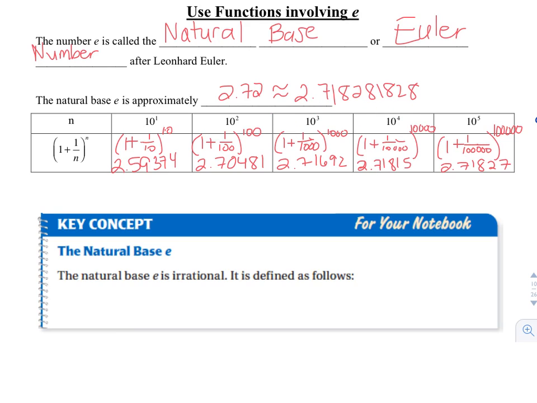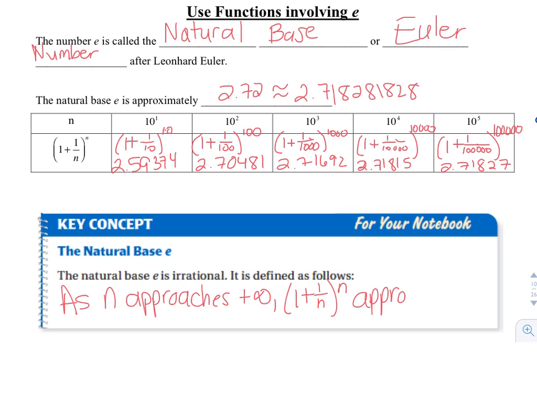So the natural base e is irrational, meaning it can't be written as a fraction. It's a non-terminating decimal, and we define it as follows. As n approaches infinity, 1 plus 1 divided by n to the nth power approaches e, or approximately 2.72.